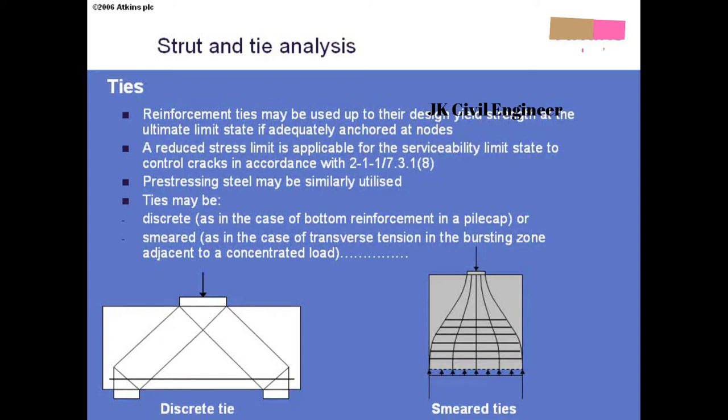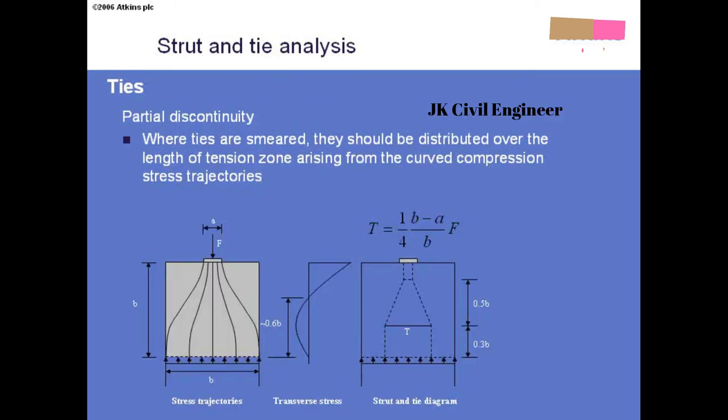If we've got a situation more like the bursting situation here, where our flow of forces deviate over actually quite some significant height, but we idealize that flow of force as a single tie at the center of the tension zone, then what we should do, we shouldn't actually put one discrete tie at that location, because we've got tension over a considerable height. So although we've calculated the tensile force at that location from a simple model, we need to distribute the reinforcement over the whole tension zone, which in this case is 60% of the depth of the beam, or the depth of the section there.